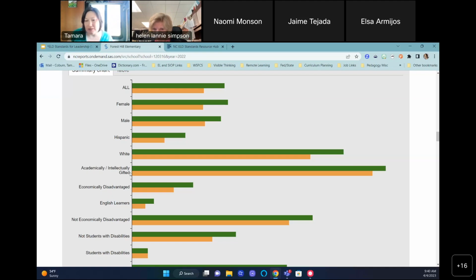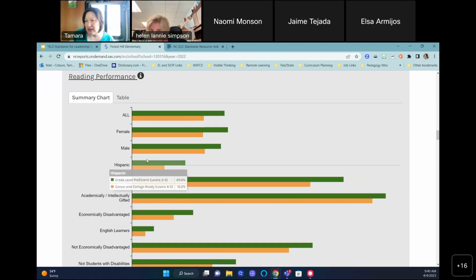Okay, did you see this one from Elsa about Hispanic versus English learners in the subgroup categories? Let's see. I'm looking for it. Why does some data show Hispanic and not English learners on the subgroup categories? Is it because the population is less than 30? Yes, ma'am. You were spot on. Great conclusion.